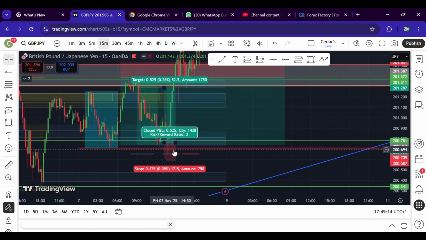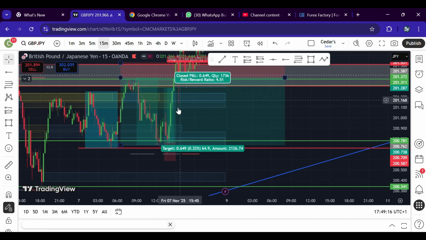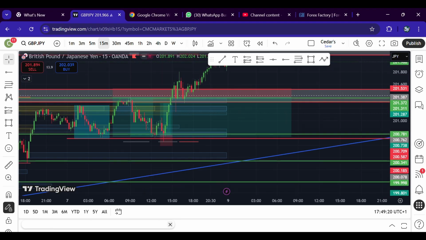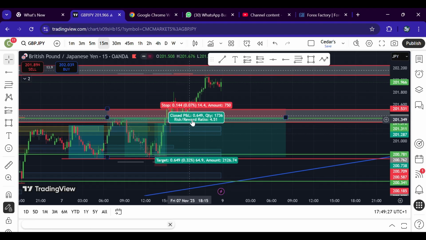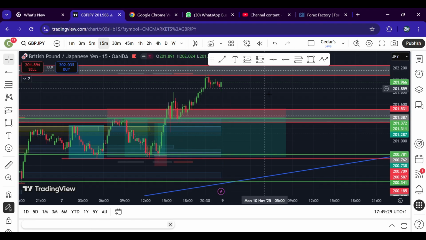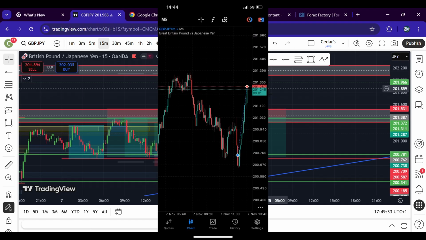You could see it activated, a clean sweep. There's even a 15-minute fair value gap that isn't tapped, so there's a possibility of the market coming to tap this or come take out these liquidities. So yeah, that's that. And also this is the trade on MT5, how it looks, the entry and all.